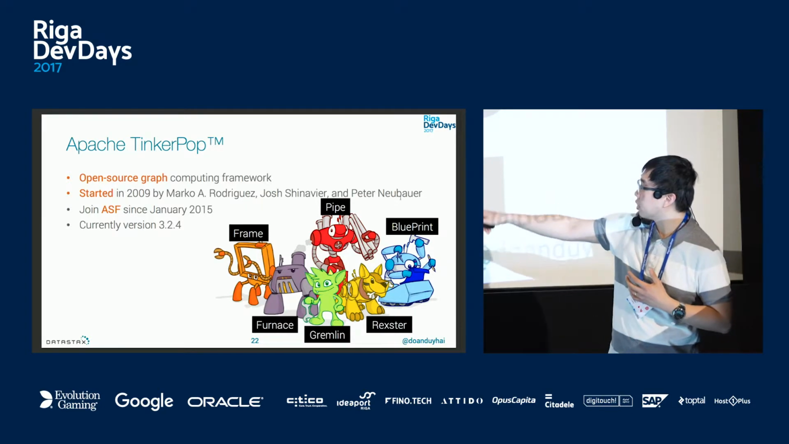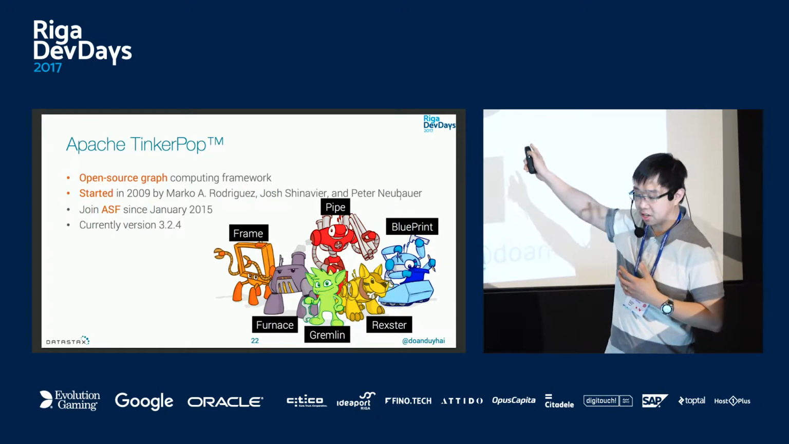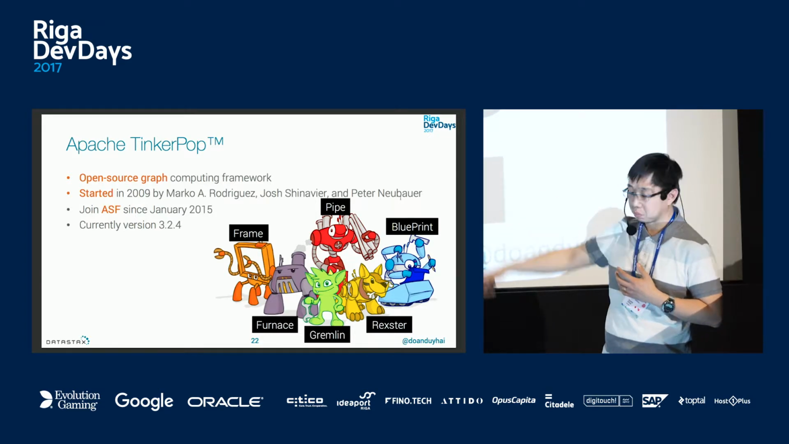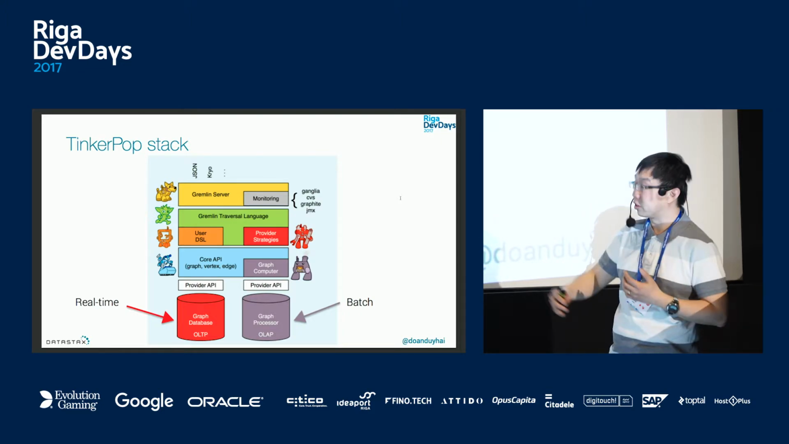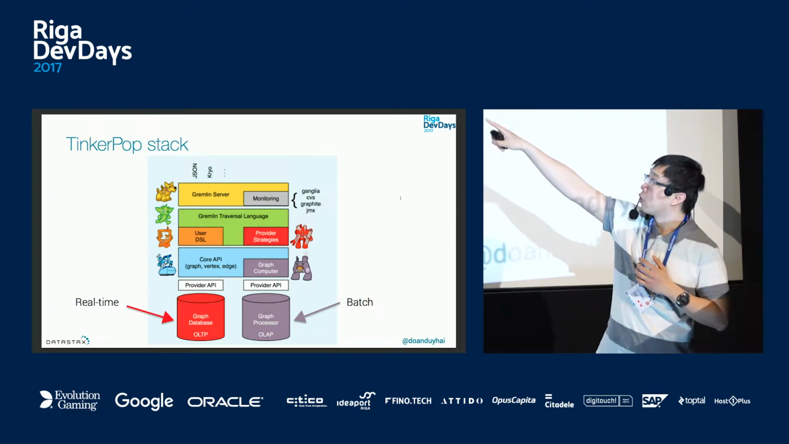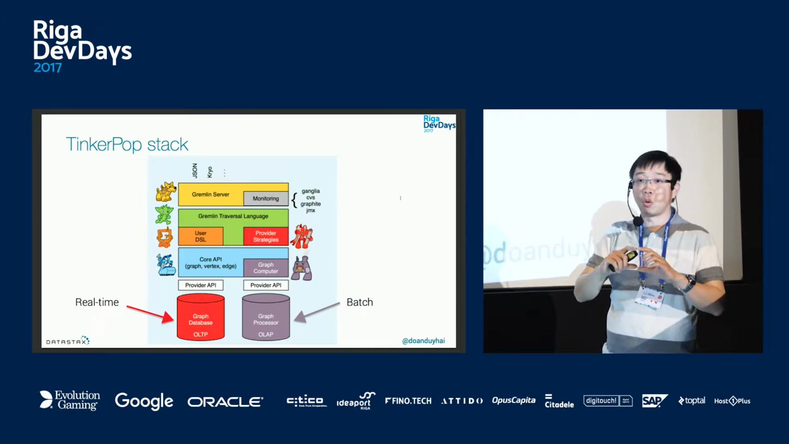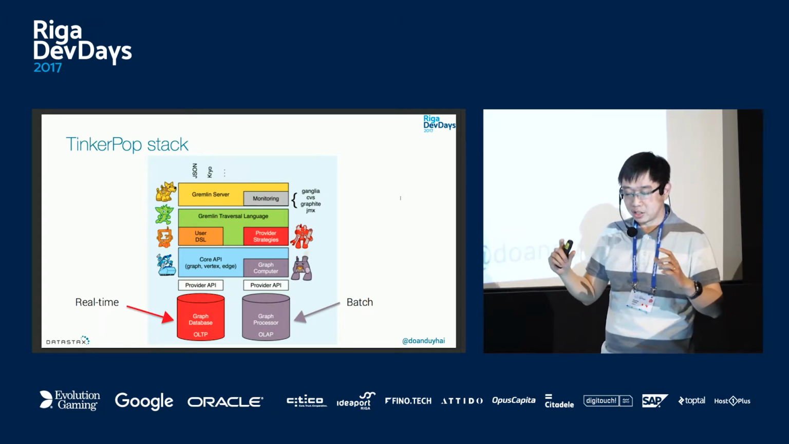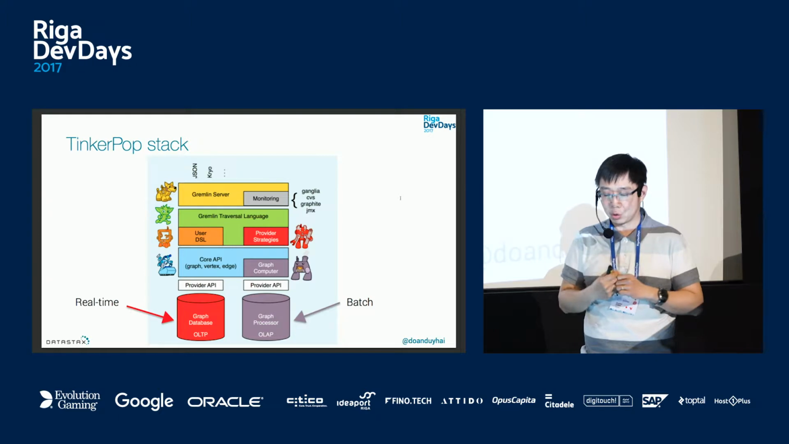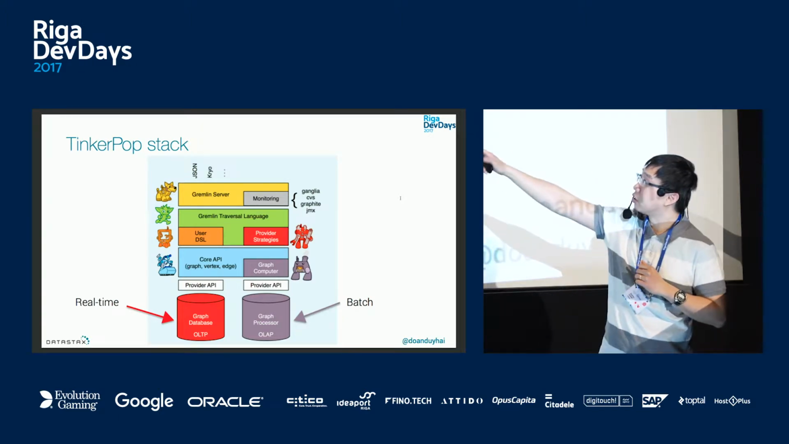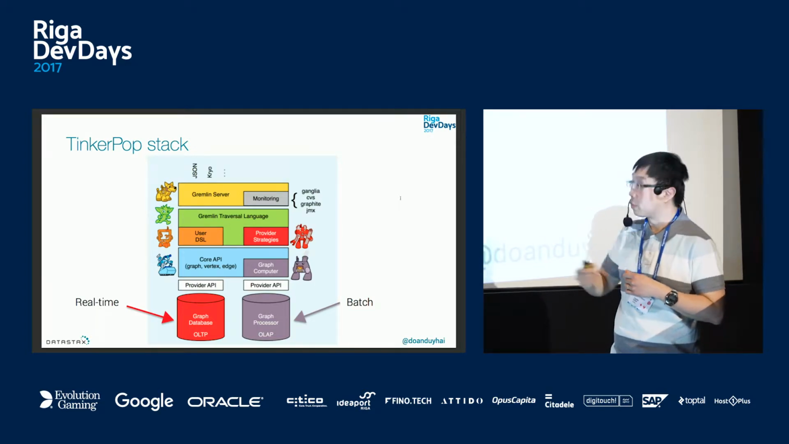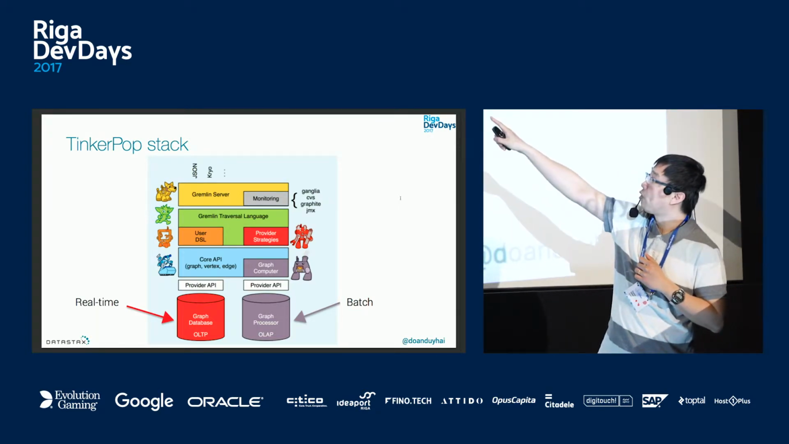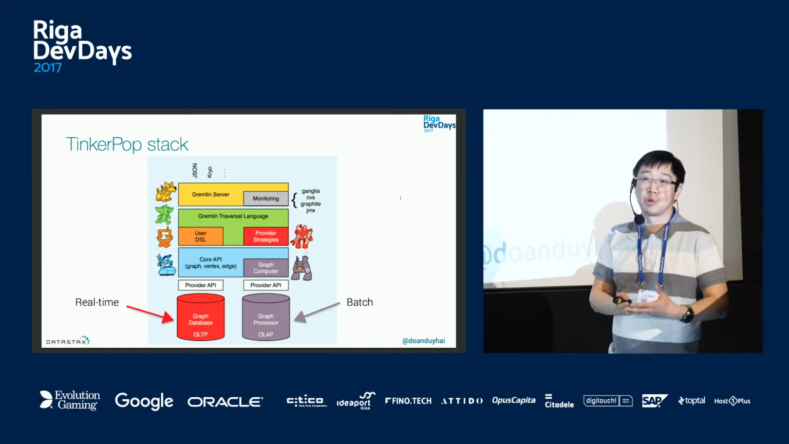In the TinkerPop framework, you have many components. Each component is represented by a cartoon character here. You have Gremlin, Rexter, and so on. In fact, it is a stack. The framework is a complete stack. You have the Gremlin server, the yellow dock on the top, which is just our backend server to serve all your graph requests. Then you have the Gremlin in green, which is the query language for graph data. You have some user DSL. Each provider of the graph data store can implement their own strategy for performance and optimization.